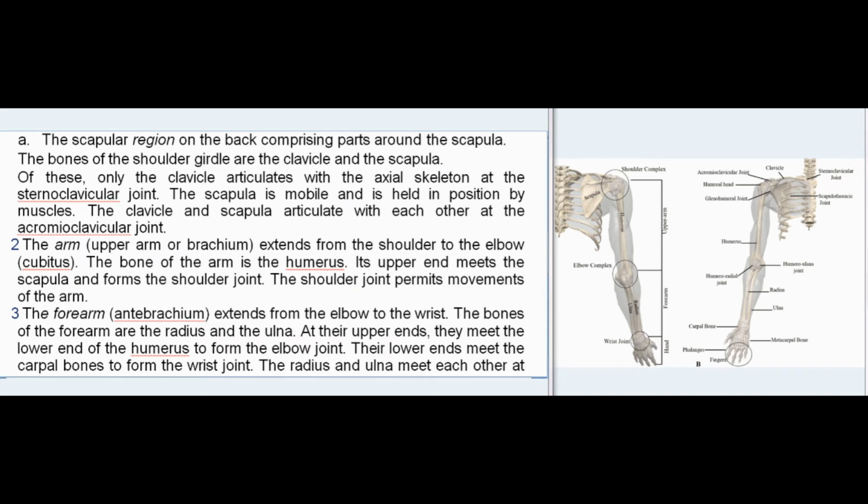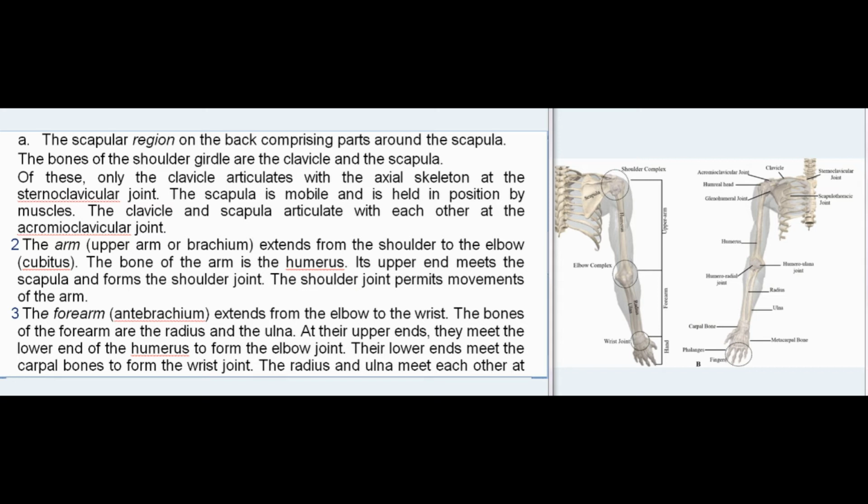The bones of the shoulder girdle are the clavicle and the scapula. Of these, only the clavicle articulates with the axial skeleton at the sternoclavicular joint. The scapula is mobile and is held in position by muscles. The clavicle and scapula articulate with each other at the acromioclavicular joint. 1. The arm, upper arm or brachium, extends from the shoulder to the elbow, cubitus. The bone of the arm is the humerus. Its upper end meets the scapula and forms the shoulder joint. The shoulder joint permits movements of the arm.